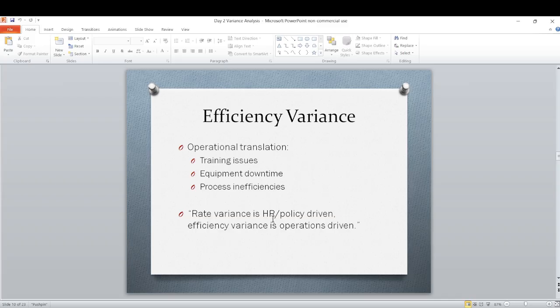This could be training gaps, unproductive time, machine downtime, or process inefficiencies. Rate variance equals HR or pay issues. Efficiency variance equals operational issues. Always separate the pay story from the process story.